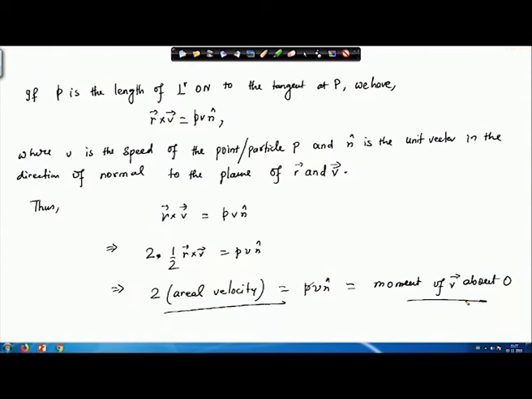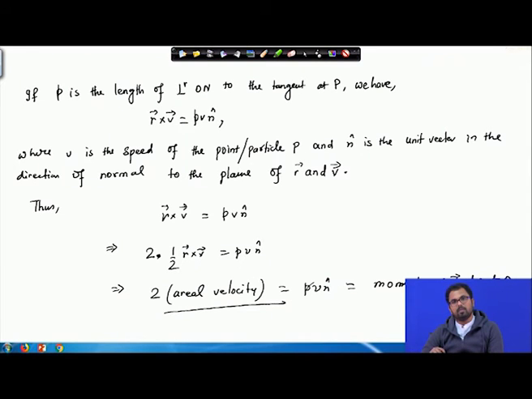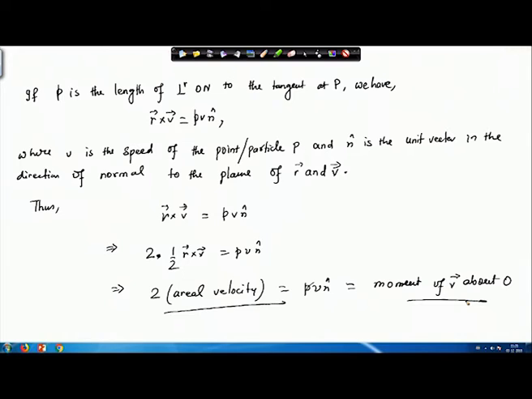And here we can see that with the help of vector calculus we can show that the aerial velocity is half the moment of the velocity of the particle P about the point O, or about the origin O. So, this is another important result that we can express using vector calculus. It would also help if you have some knowledge of physics from your previous +2 level, just to make these things a little bit more clear.